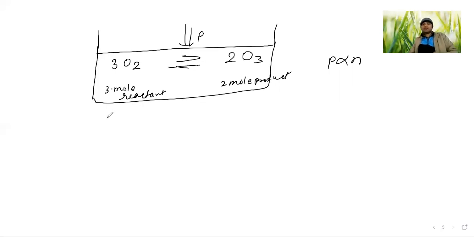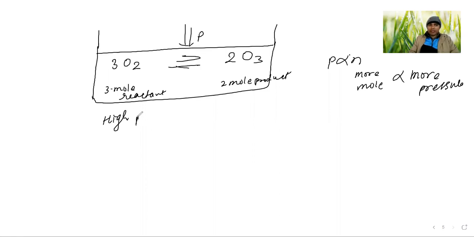Which direction will the pressure be more, Janab? The 3 mole side or the 2 mole side? Wait, sir. P is proportional to n. More moles means more pressure. It will be the 3 mole side, sir. More reactant moles means more pressure. So here is high pressure.